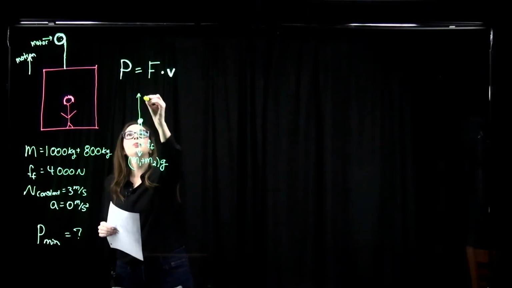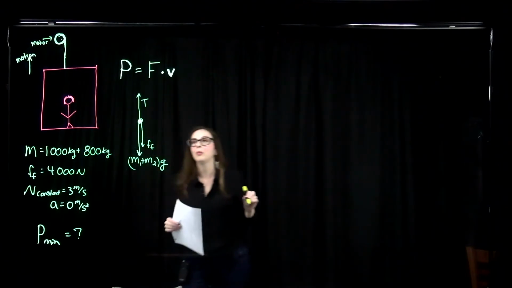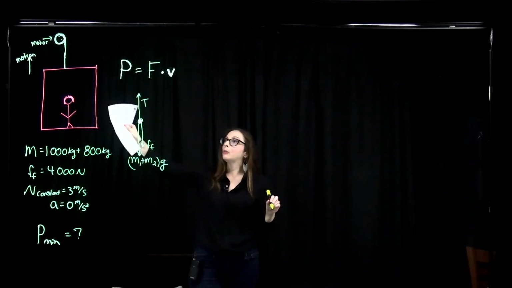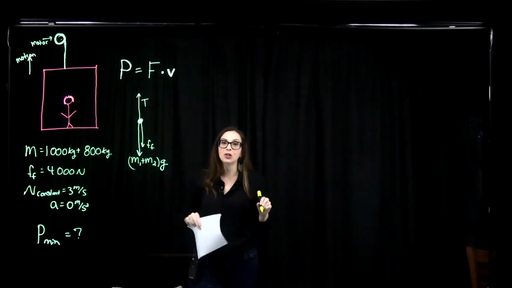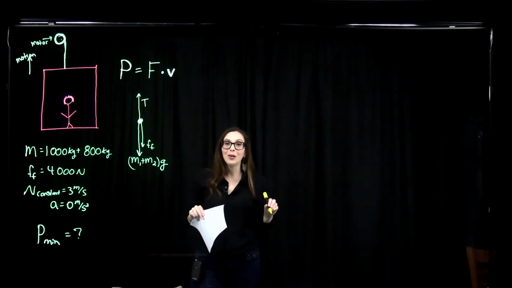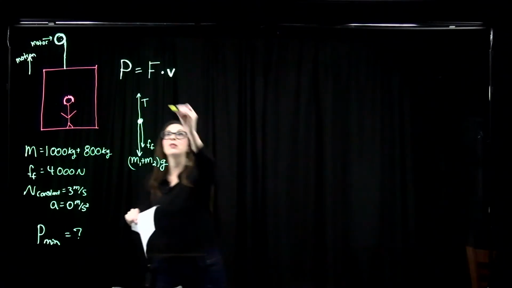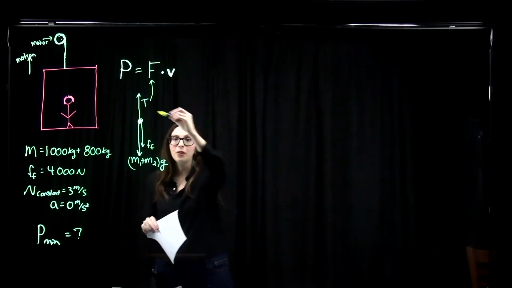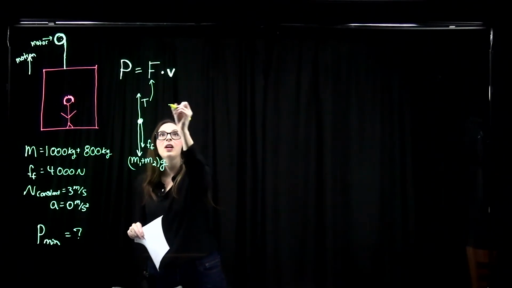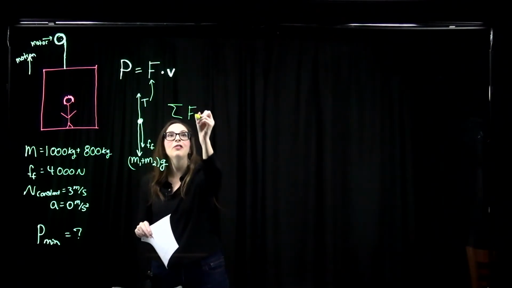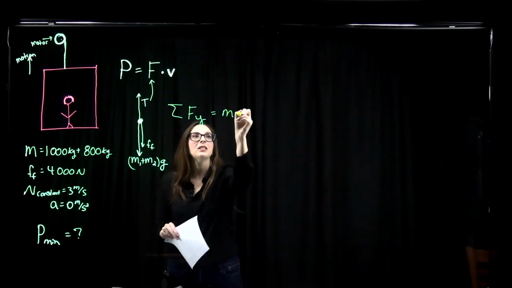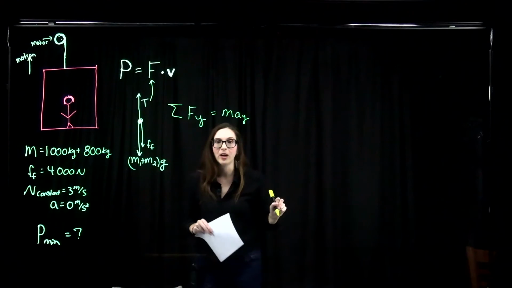And then we have the tension force pulling upward, okay? And remember we said that the force the elevator motor must deliver is the same as this tension force in the cable on the elevator. Okay, so these are the same. So what we're going to do is use Newton's second law in order to figure out what this tension force is. We can do that by the sum of all of our forces in the vertical direction must equal our mass times acceleration in the vertical direction.